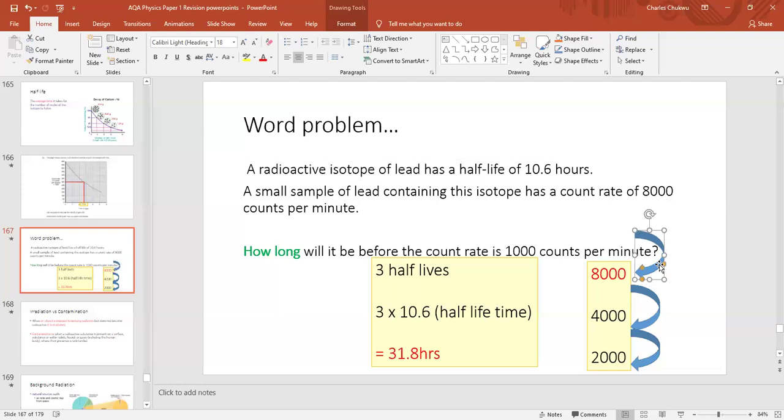Okay. So this is a word problem. Let's see how this should play out. A radioactive isotope of lead has a half-life of 10.6 hours. A small sample of lead containing this isotope has a count rate of 8,000 counts per minute. Okay, so it says, how long will it take before the count rate is 1,000 counts per minute?